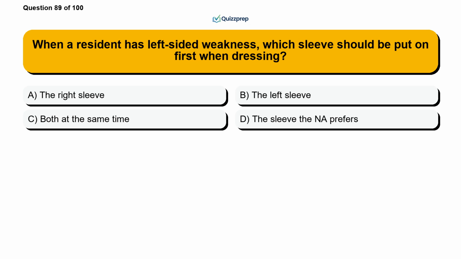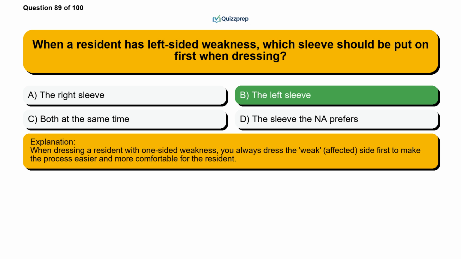Question 89. When a resident has left-sided weakness, which sleeve should be put on first when dressing? Option A, the right sleeve. Option B, the left sleeve. Option C, both at the same time. Option D, the sleeve the NA prefers. The correct answer is option B, the left sleeve. When dressing a resident with one-sided weakness, you always dress the weak, affected side first to make the process easier and more comfortable for the resident.